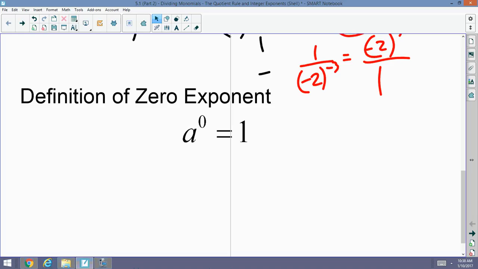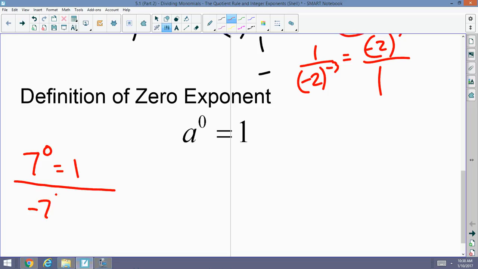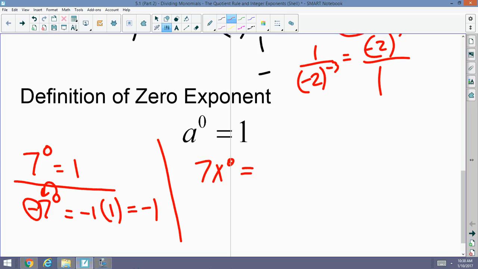Let's explain that, because parentheses have a very powerful role here. 7 to the 0 is 1. But what's negative 7 to the 0? Is this negative being affected by that 0 exponent? No. So this is a negative 1 times the 7 to the 0, which is 1, which would equal negative 1. What if I said to you, how about this, 7x to the 0, what would that equal? This would equal 7, because x to the 0 is 1. That 0 is affecting the x, not the 7. Yes, sir. What's up?